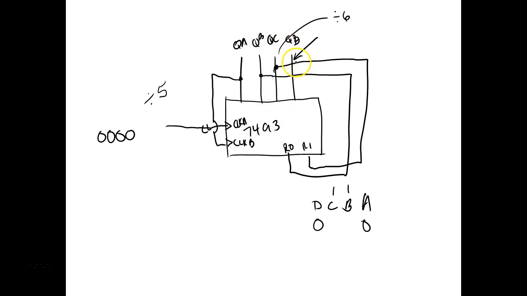If I wanted to divide by 9, I would reset on these 2 right here. If I wanted to divide by 10, then I would reset on these 2 guys right there, right? Divide by 11, right? For 11, I need 3 inputs, but I would add another AND gate.